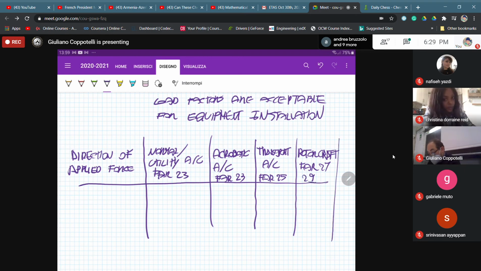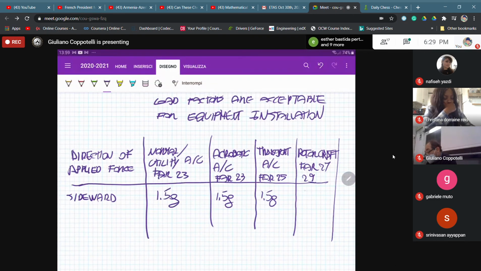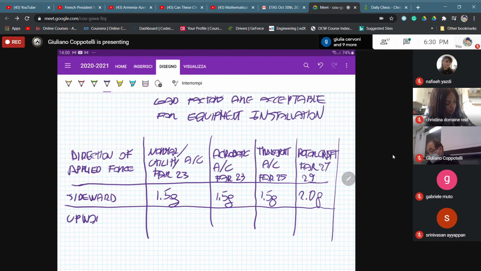So, for example, if we are applying the force sideward, then we have to increase that by 1.5 the weight, so 1.5 G, 1.5 G for acrobatic, 1.5 G, and 2.0 G. Okay, upward, we got 3 times the weight, 4.5 when referring to acrobatic.